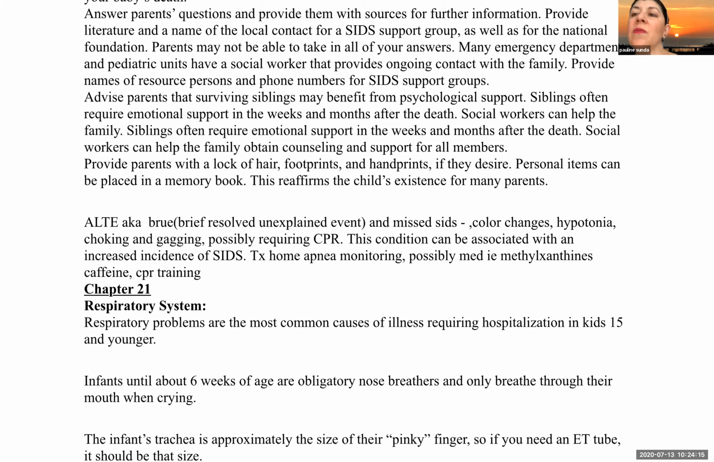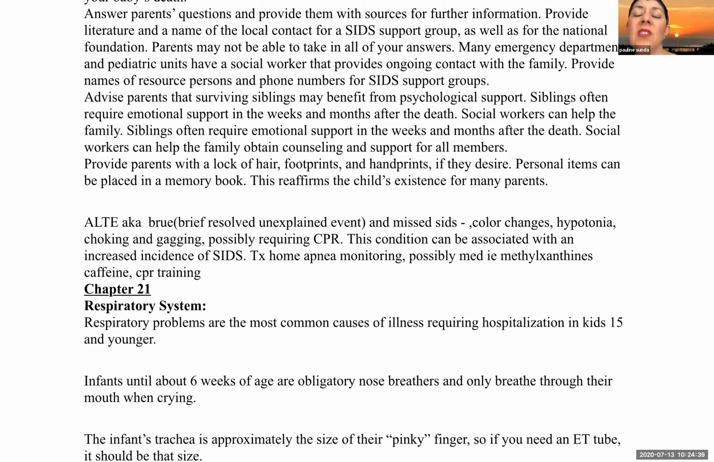Advise parents that surviving siblings may benefit from psychological support. Siblings often require emotional support in the weeks and months after the death. Social workers can help the family. Please make sure that the social worker can help the family get counseling and support for all of the family members.